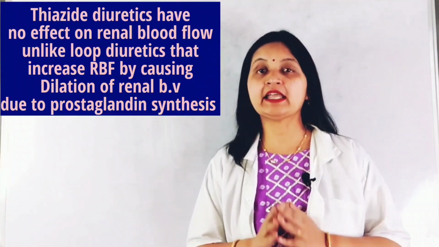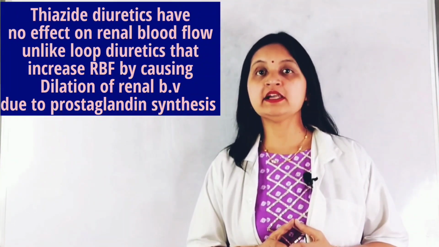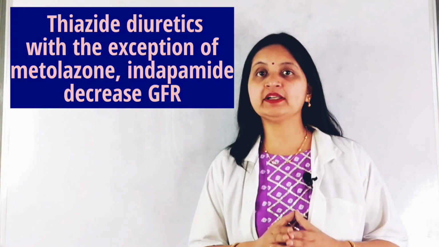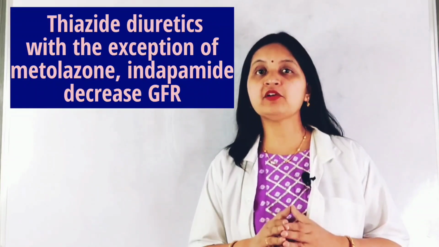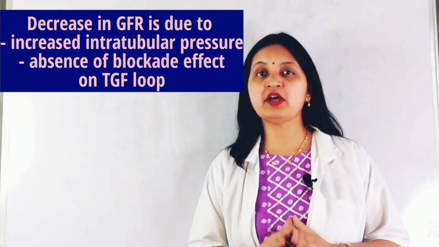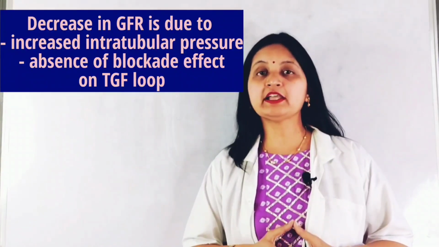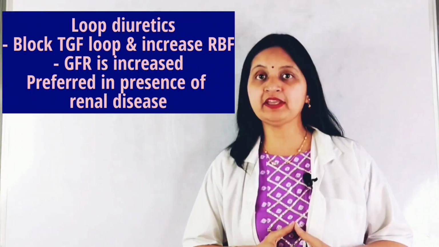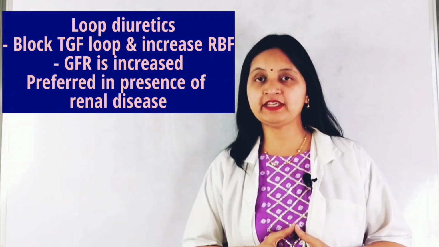Unlike the loop diuretics that increase the renal blood flow due to increased prostaglandin synthesis that causes dilatation of renal blood vessels, increasing the renal blood flow. Also, the thiazide diuretics, with the exception of metolazone and indapamide, decrease the glomerular filtration rate due to increased intratubular pressure and due to absence of effect on the tubular-glomerular feedback mechanism. The loop diuretics, on the other hand, block tubular-glomerular feedback mechanisms, thus increasing the renal blood flow and glomerular filtration rate, and are preferred drugs in the presence of kidney disease.